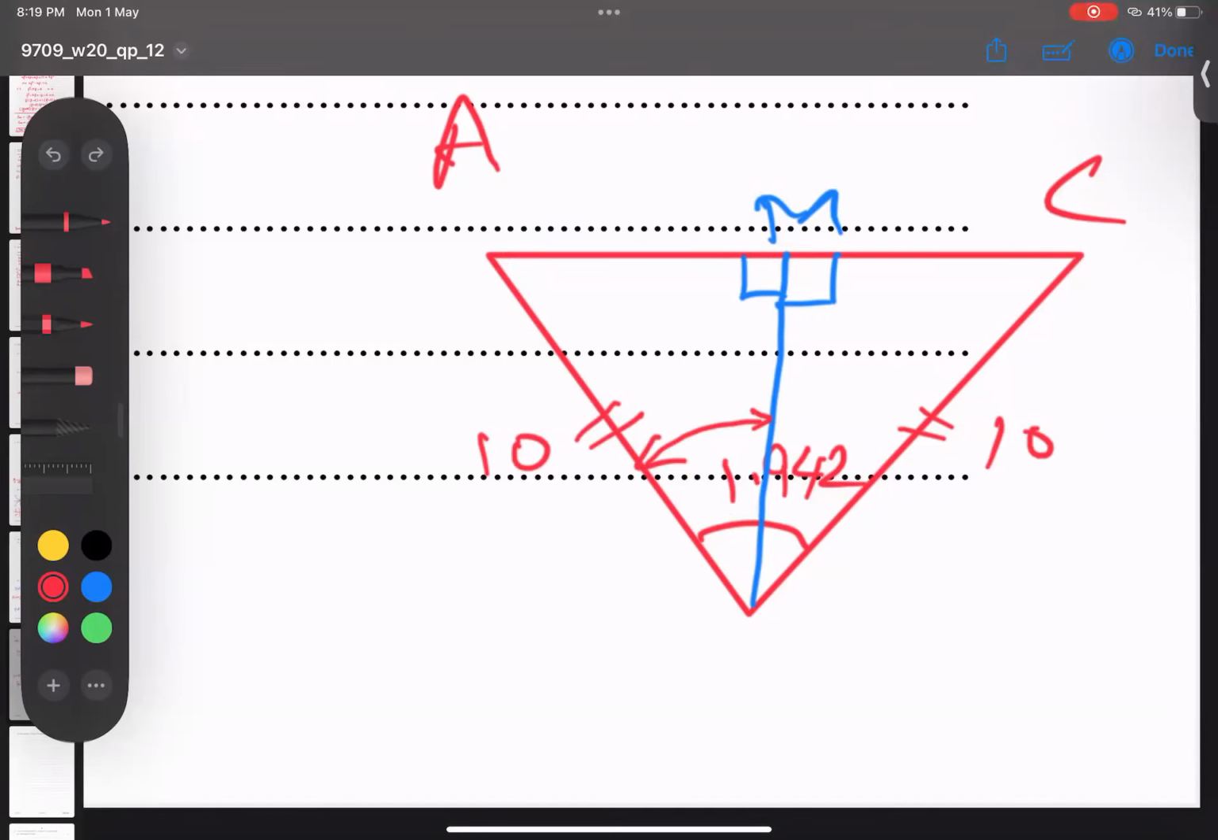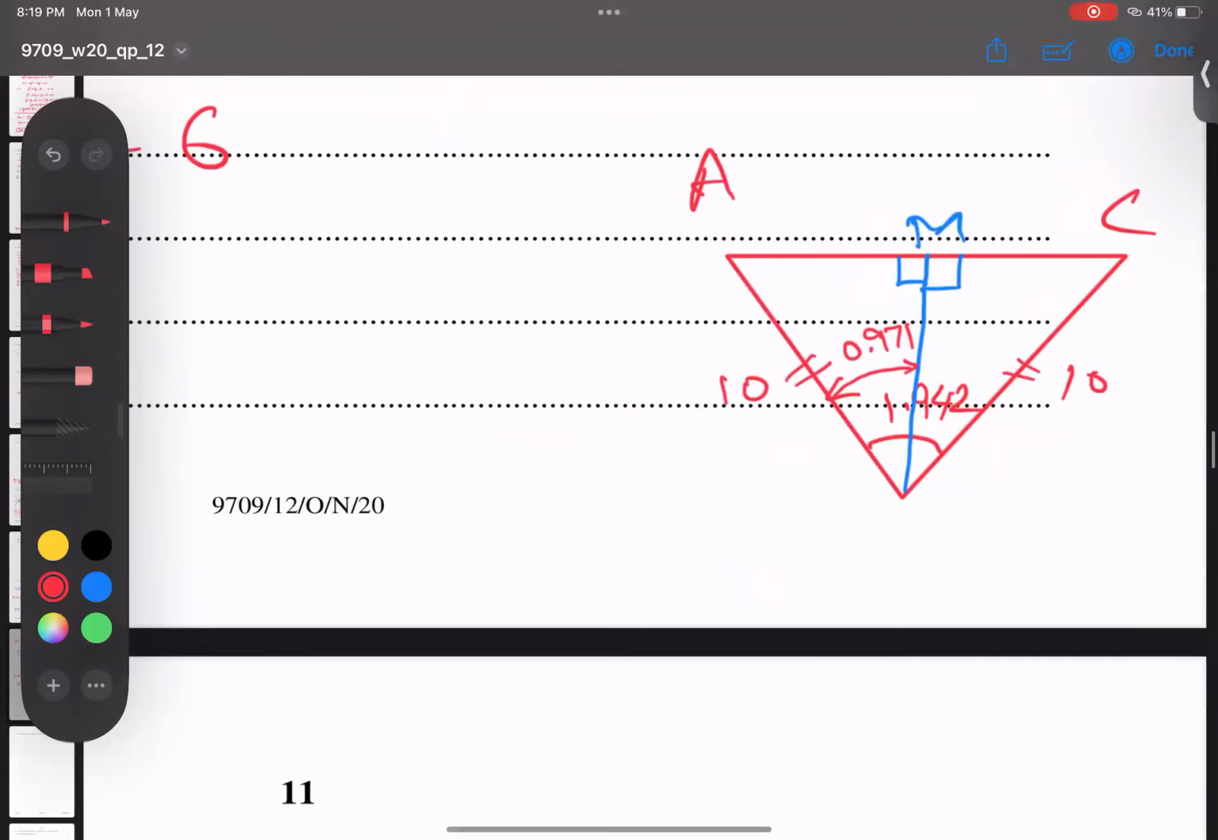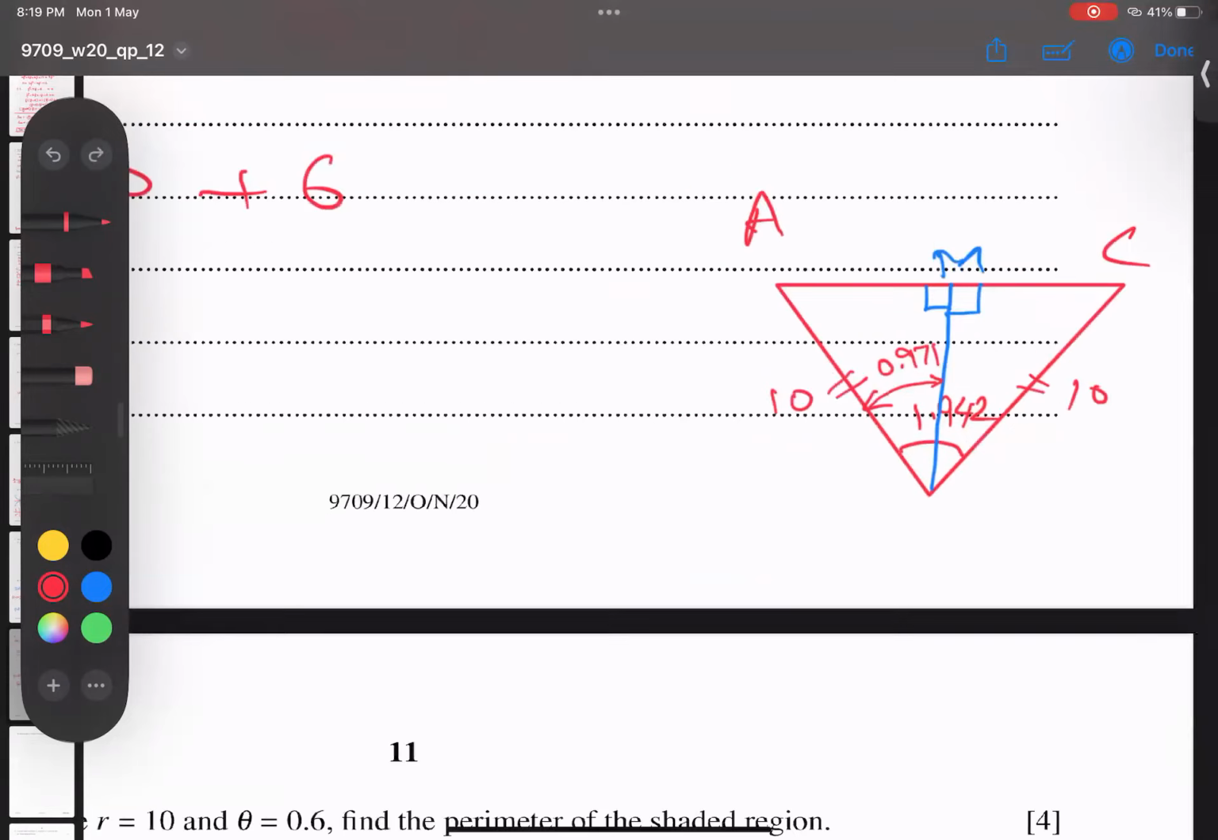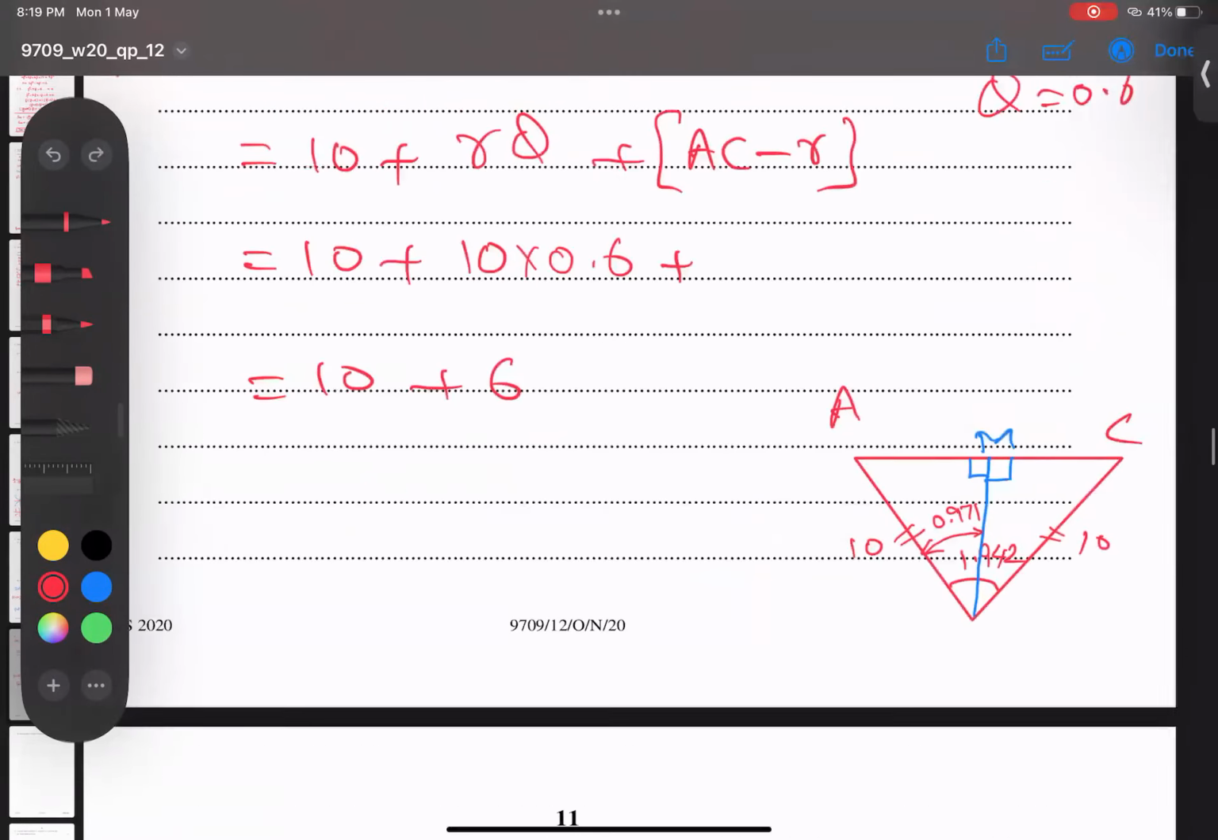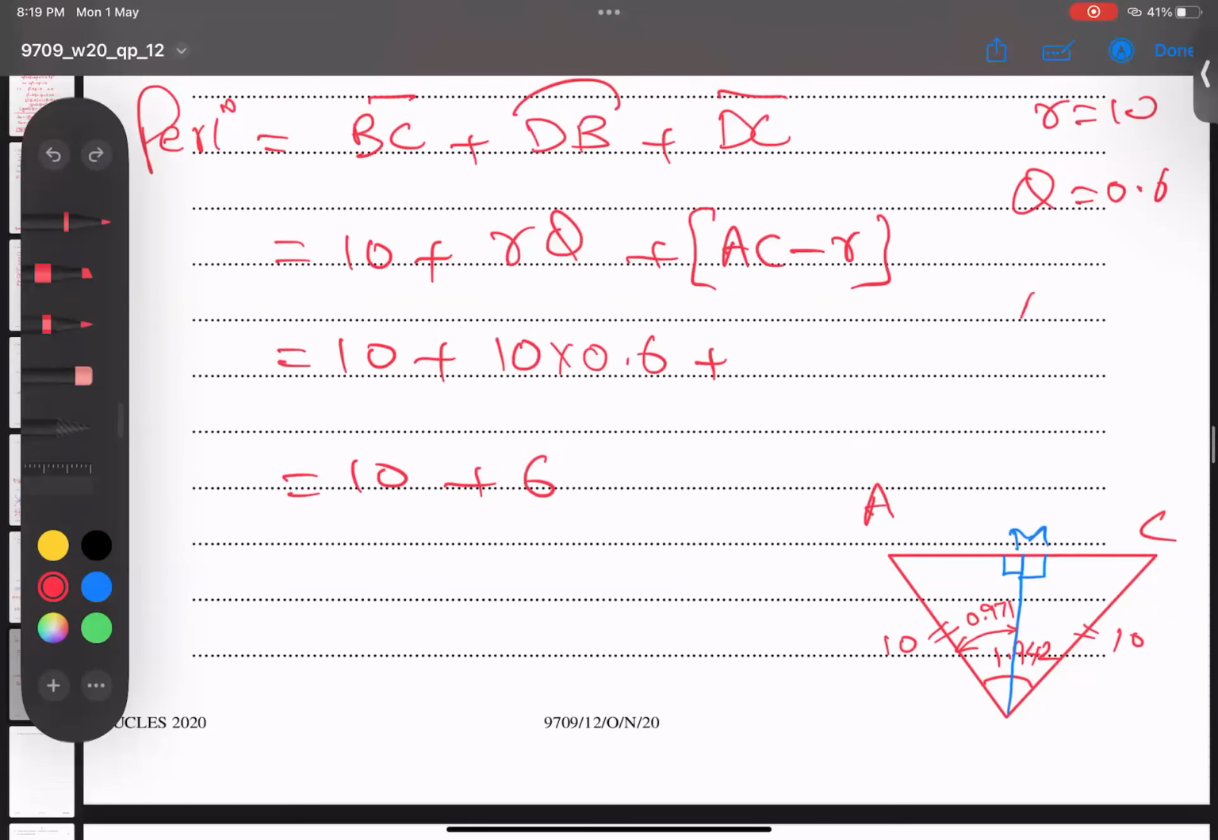So 1.942 divided by 2, I got 0.971. And I believe you got the idea. Now using this triangle, I can find AM easily. You know, students, in front of the angle is called opposite, and in front of 90 is called hypotenuse. So which formula do I use here? Opposite by hypotenuse. So AM by 10, opposite by hypotenuse is called sine theta.